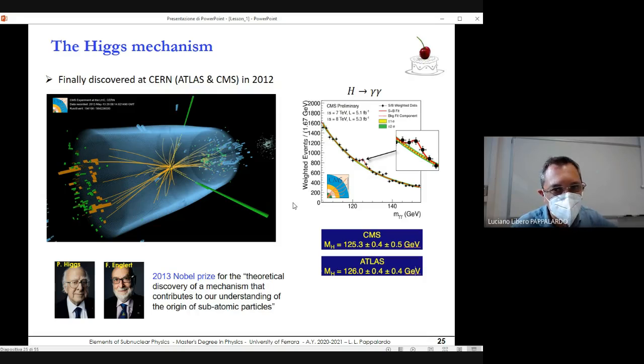Now, as a result, the following year, in 2013, Higgs and Englert got the Nobel Prize, and the motivation was for the theoretical discovery of a mechanism that contributes to our understanding of the origin of subatomic particles. Actually, Brout, who also contributed to the development of the Higgs mechanism, unfortunately died the year before, so he could not get the Nobel Prize. The Nobel Prize can only be awarded to living people, as you know.